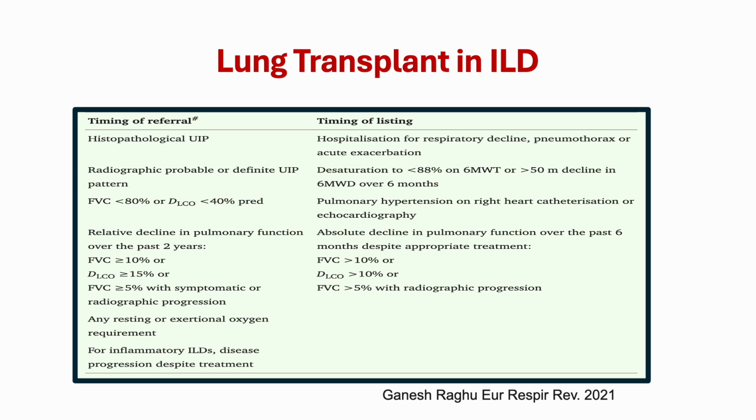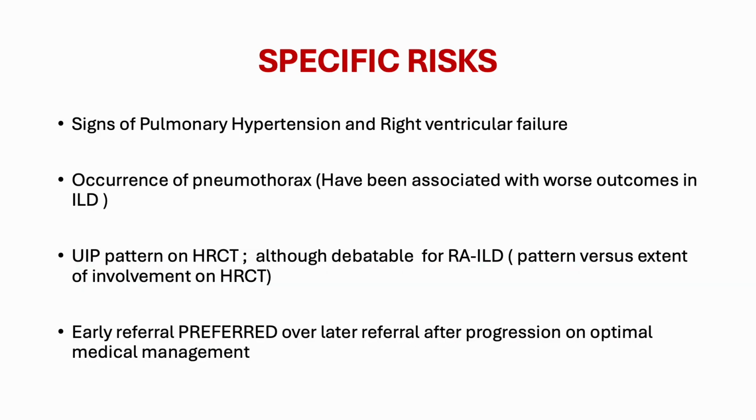And for RA-ILD, one does understand that the specific risks could be pulmonary hypertension and right ventricular failure, occurrence of pneumothorax, UIP pattern. In such a case, you may want to quickly refer this patient because options for medical therapy may be swayed by patient's status, patient's candidacy for lung transplant. One very soft indicator is requirement of high flow oxygen that warrants transfer to a transplantation center.